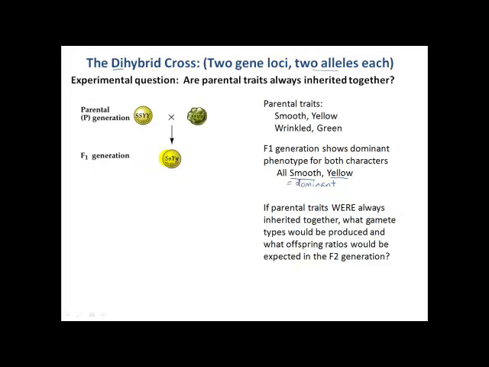If these traits, smooth and yellow and green and wrinkled, were always inherited together, what types of gametes would this F1 generation plant be able to produce, and what offspring ratios would that result in the next F2 generation? So to say that again, we know that this parental plant passed on in its gametes every single gamete looked like this.